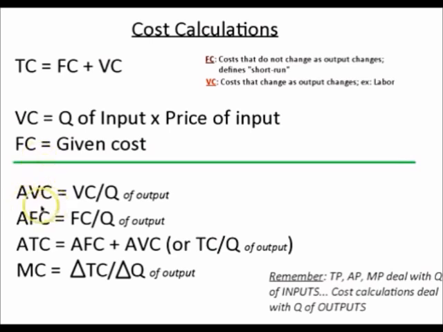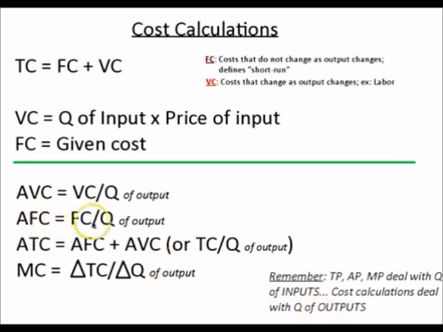All right, average variable cost equals variable costs over quantity of output. This is not productivity assessment. This is cost assessment. Go down here. Remember, total product, average product, marginal product deals with quantity of inputs. Cost calculations deal with quantity of outputs. So whenever you see VC over Q, FC over Q, TC over Q, and so on, the Q in the cost analysis are the quantity of outputs. Got to keep that straight.